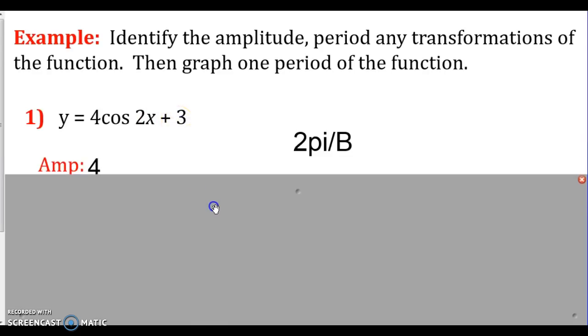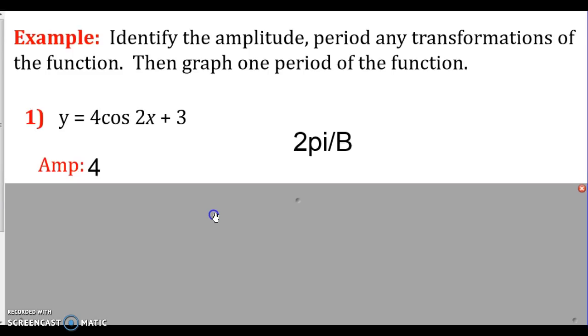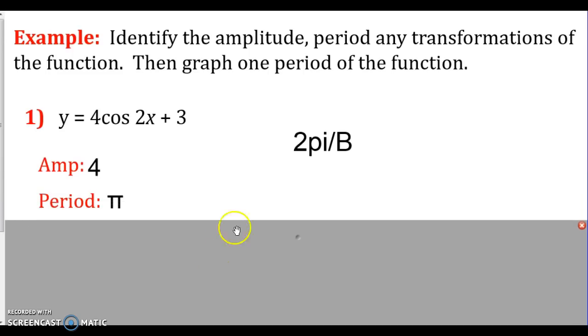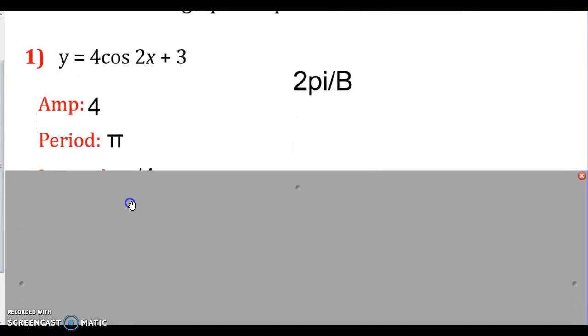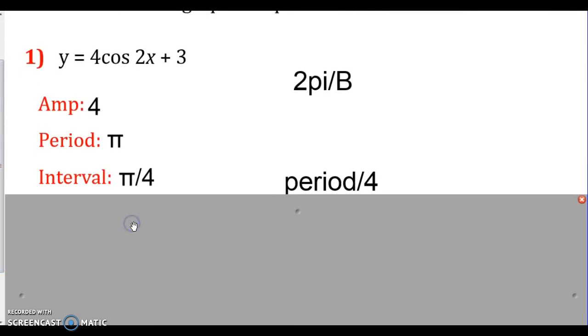So my amplitude is going to be 4. My period is going to be pi. Now the way that I find that is I take 2 pi divided by B. Well, 2 pi divided by 2 is just 1 pi, so pi. That indicates that my interval, so each increment that I'm counting up by in the x-axis, is going to be pi over 4. To figure out the interval, I take the period, whatever I get here, and I divide that by 4.